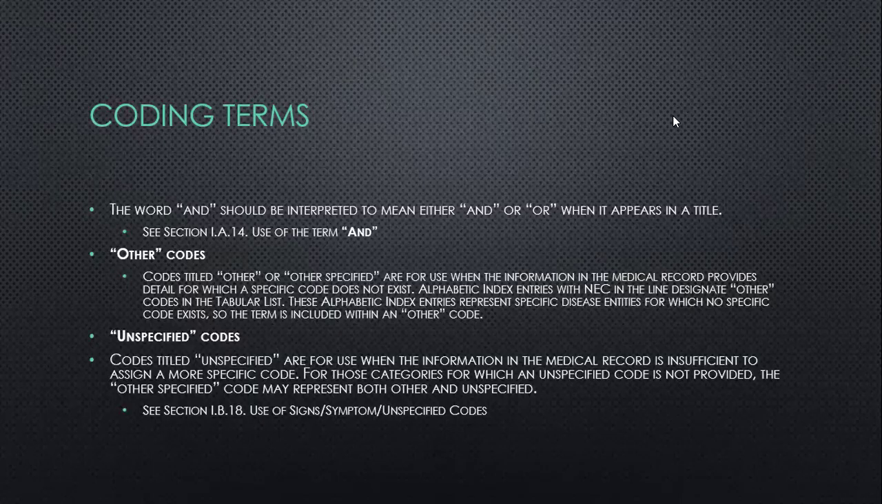Next, we are covering unspecified codes. Codes titled as unspecified are used when the information in the medical record is insufficient to assign a more specific code. For those categories for which an unspecified code is not provided, the other specified code may represent both other and unspecified. And again, if you're following in your book, you can see section 1B.18 for the uses of signs, symptoms, and unspecified codes.